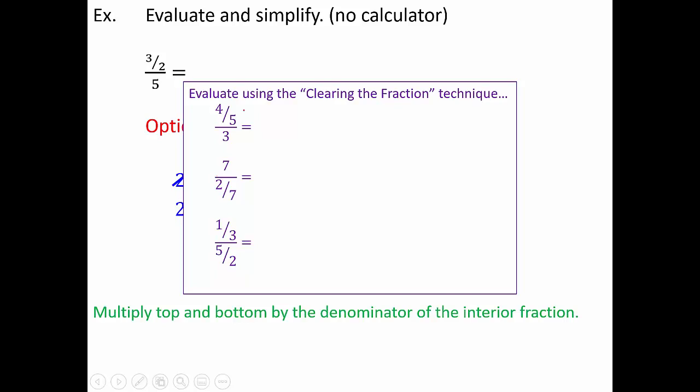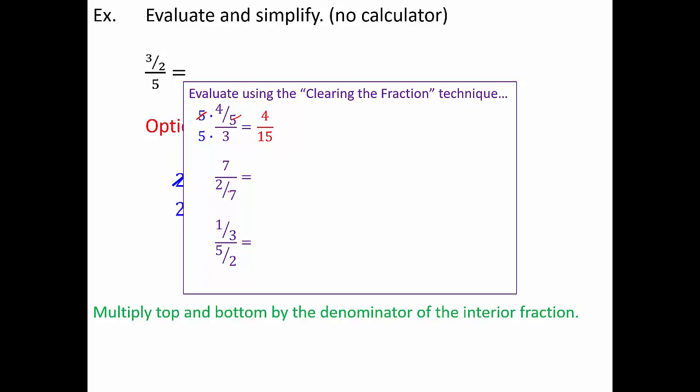All right, we have 4/5 divided by 3. So the interior denominator is going to be 5. So if I multiply top and bottom by 5, that's going to cancel out the 5's. And it's going to leave me with a 4 on top and a 15 on the bottom.